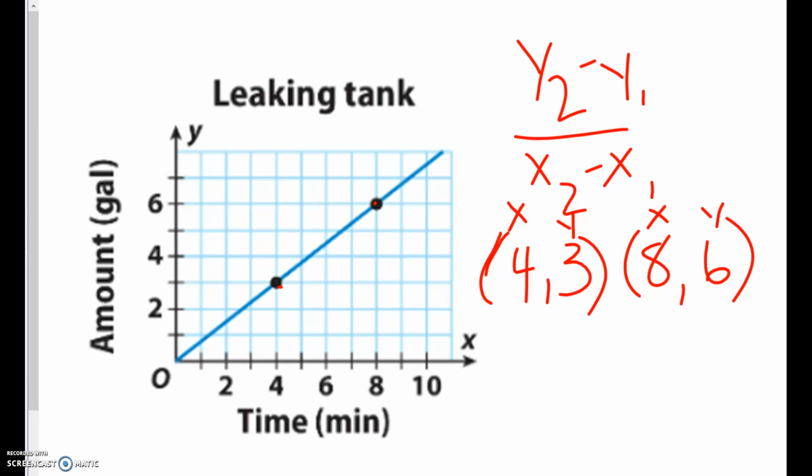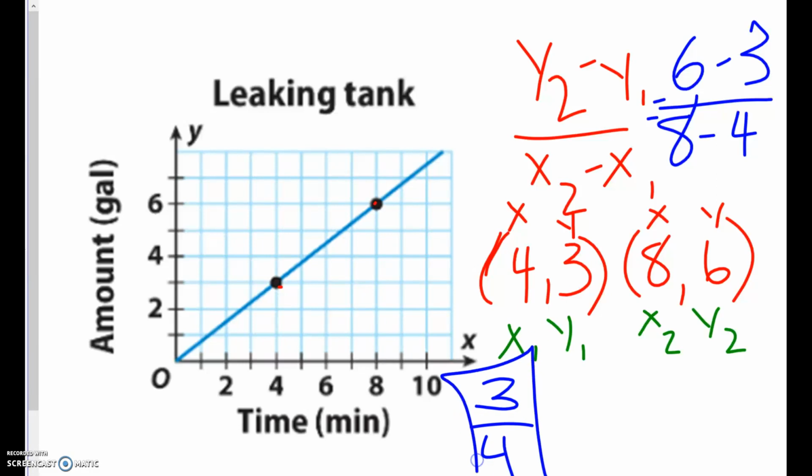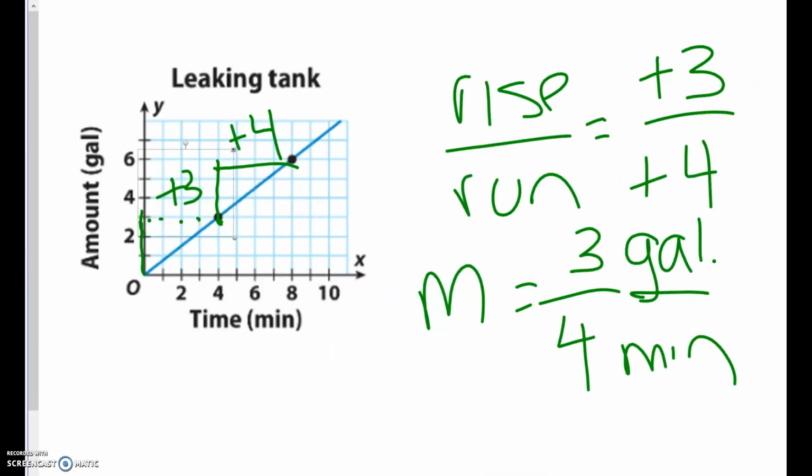Now, I need a y2 and a y1. So I'm just going to say this is going to be my x1, y1, x2, y2. Your x2 and your y2 have to be together. All right? So now we're just going to fill in that formula. I'm going to do my y2, which is my 6, minus my y1, which is my 3, over my x2, which is my 8, minus my x1, which is my 4. So I really have 3 over 4 again, which we also got doing rise over run.